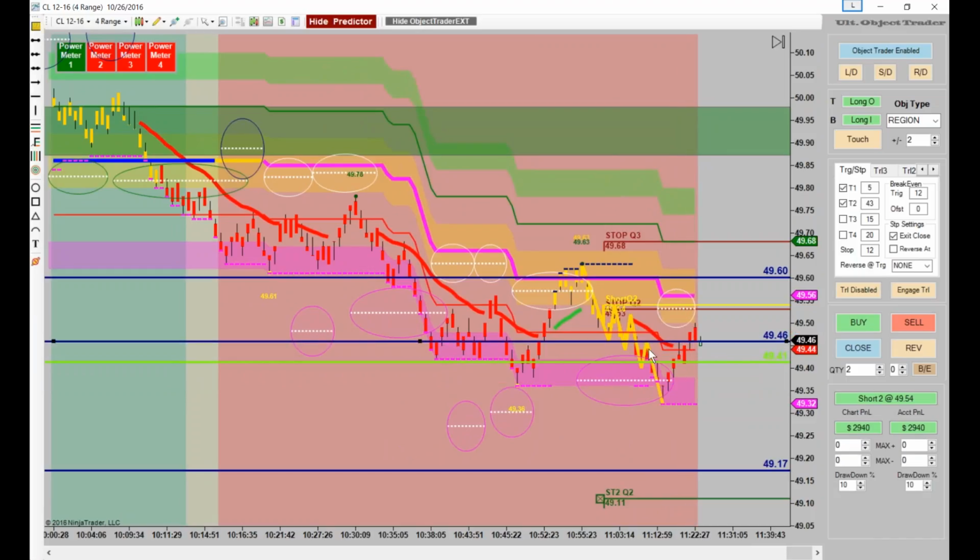See how it took out that swing right there? Didn't take out that one. Not yet anyway. And now that's a lower high, and I'd probably put it there.